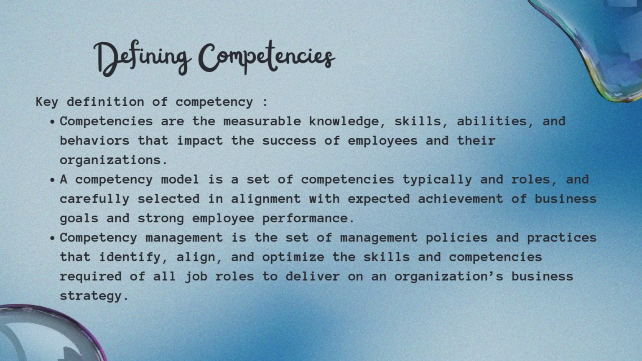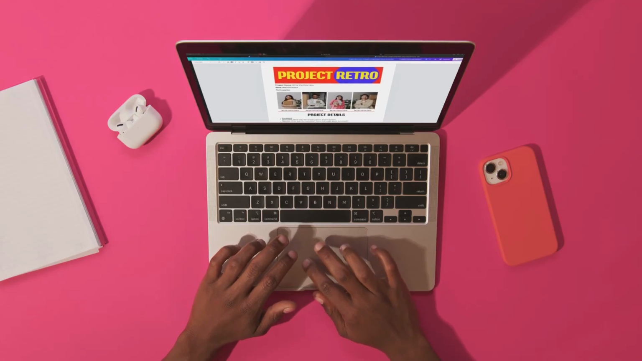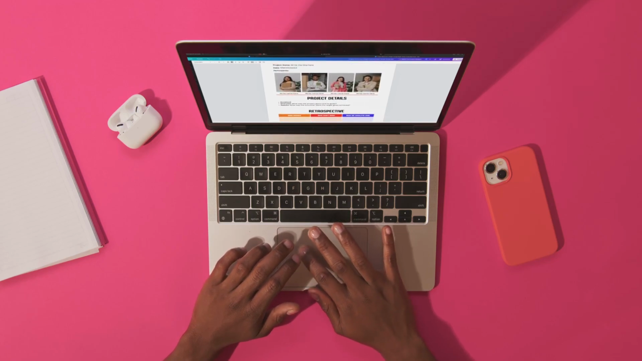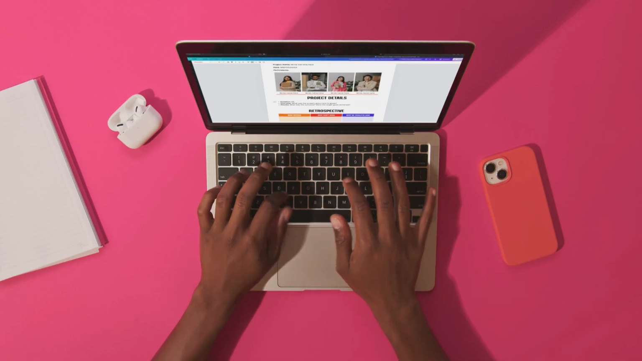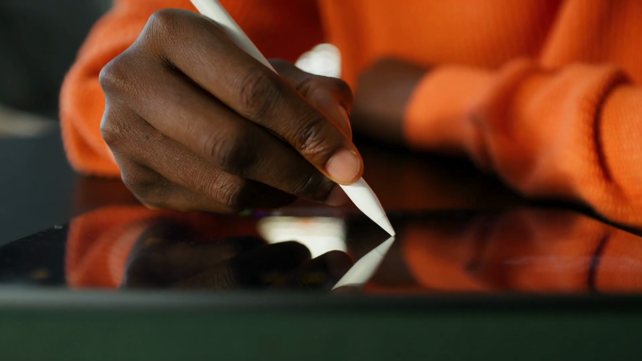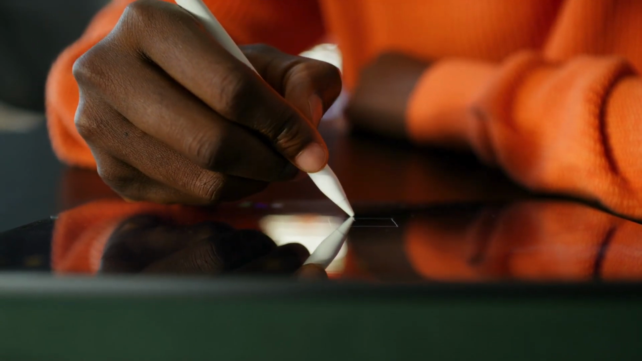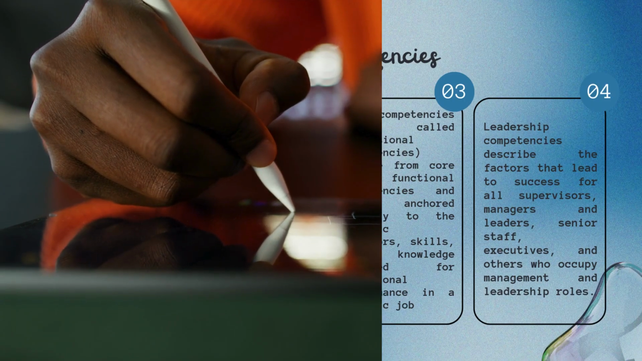Defining competencies. Key definition of competency. Competencies are the measurable knowledge, skills, abilities, and behaviors that impact the success of employees and their organizations. A competency model is a set of competencies, typically role-based and carefully selected in alignment with expected achievement of business goals and strong employee performance. Competency management is the set of management policies and practices that identify, align, and optimize the skills and competencies required of all job roles to deliver on an organization's business strategy.